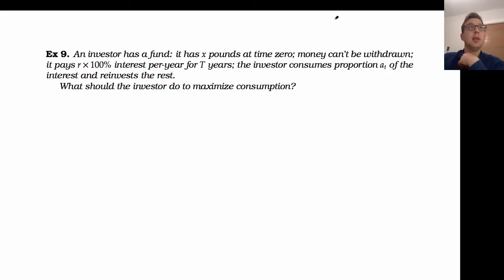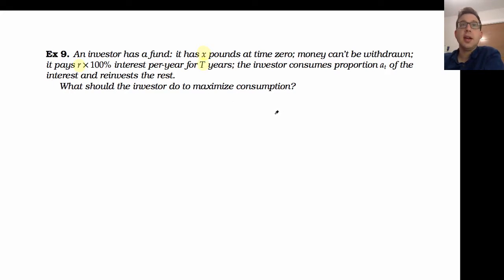Let's consider the following setting where we've got an investor who has a fund. In that fund there are X pounds at time 0. It's a specific type of fund where the money that is put in can't be withdrawn, but it pays interest. It pays R% interest, and it does that for T years.